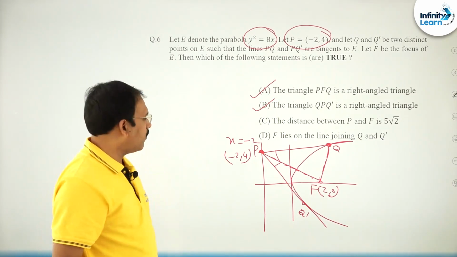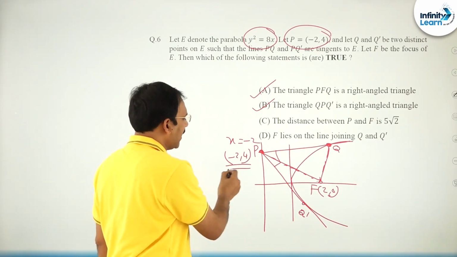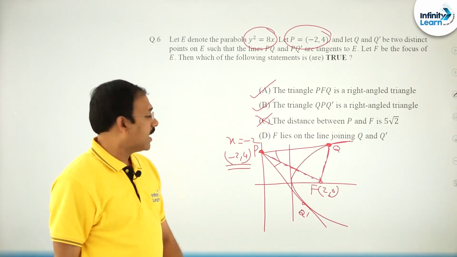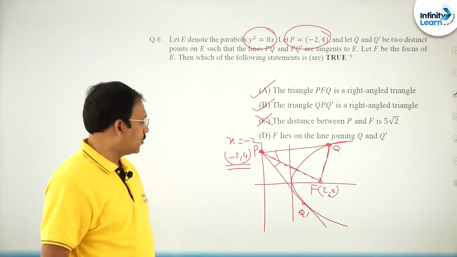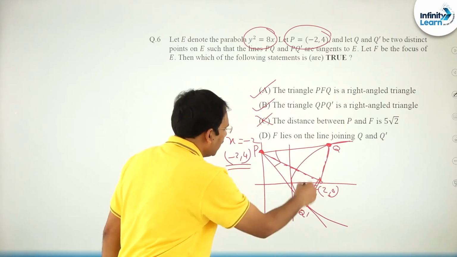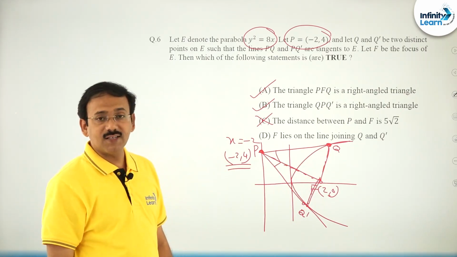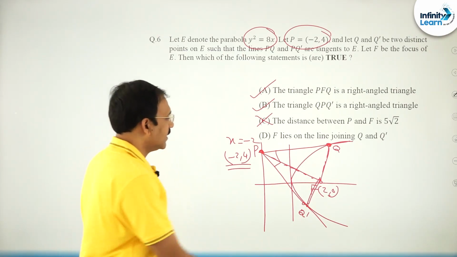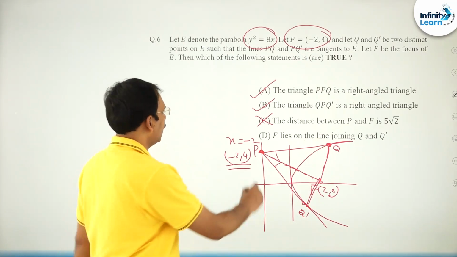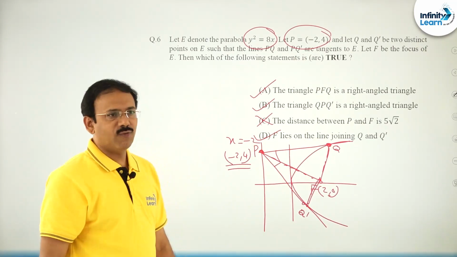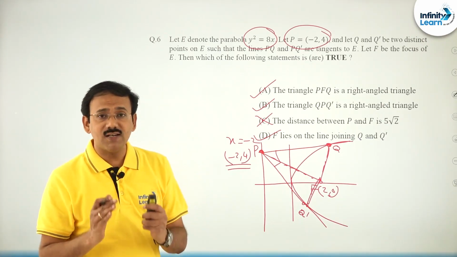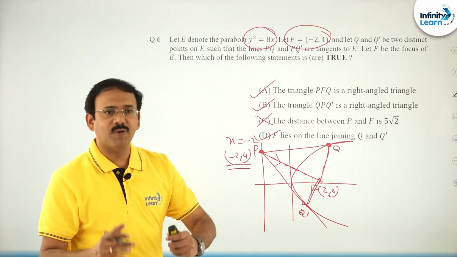Now, the distance between P and F, what a simple question. P is available, F is available, you just see it is 4 root 2 but not 5 root 2. Next, F lies on the line joining Q and Q dash. Yes, this must be the focal chord, because the two ends are drawn perpendicular and they are intersecting on this. So, this must be the focal chord, and these 3 points must be collinear. So, D is correct. That is all. So, friends, we can say that A, B, D are going to be the answer. This is why results of parabola related to tangents are important.